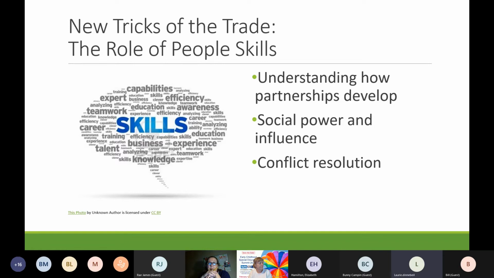And so in this next section, we want to talk a little bit about understanding how partnerships develop. We want to talk about topics related to social power and influence, which are some really interesting information from the field of social psychology. And we also want to talk about conflict resolution. So just shift your mind a little bit away from the nuts and bolts of progress monitoring to information about people skills.